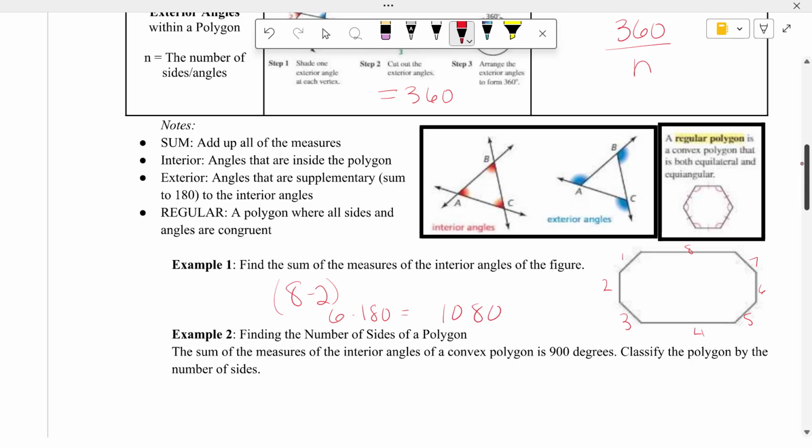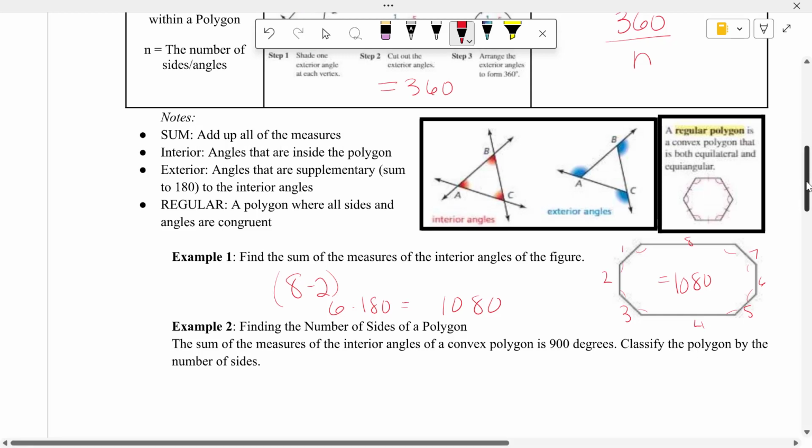1080. Let me grab a calculator so I can double check my work and don't steer you in the wrong direction. So we've got 6 times 180. Yep, that's 1080. So the total number of degrees in this shape would be 1080. But it's not a regular polygon, so we can't know anything about the individual angles, because these are going to all be different. Or at least they could be. It may not actually be.